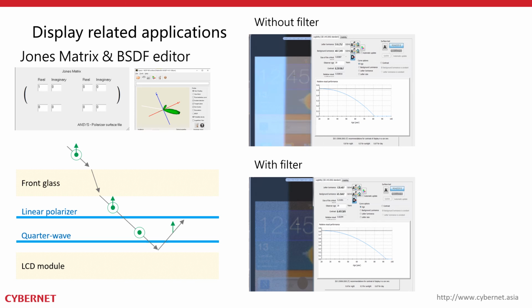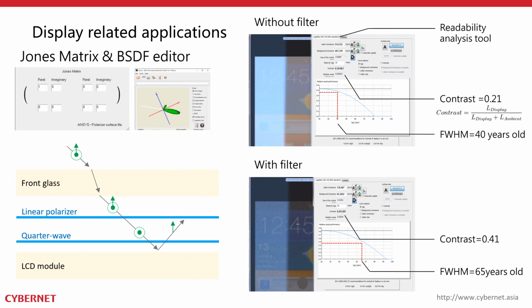After completing the simulation, we are able to do a reflection and colorimetric analysis on both scenarios. With the readability analysis tool, we can understand the contrast level if it's able to meet the requirement. Another strength of SPEOS is the consideration of human factor in its simulation. In this specific result without filter, the visibility for people over the age of 40 will be poorer, whereas with added filter, the visibility will be extended to 65 years old.